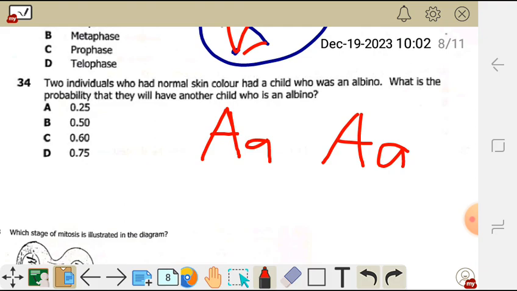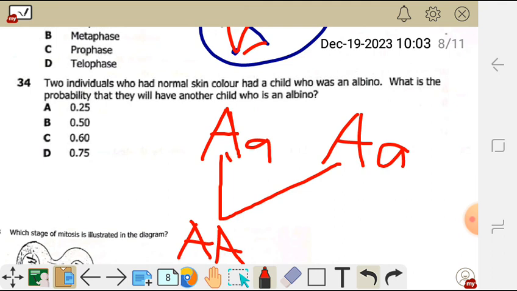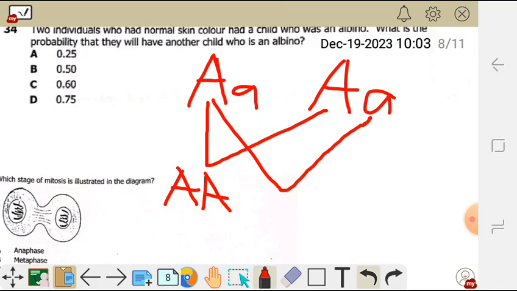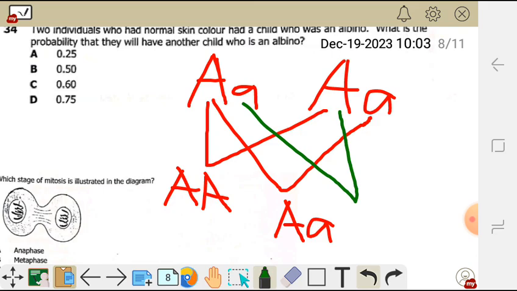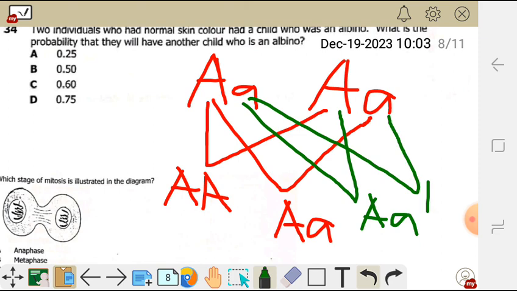Okay, so what will happen is that this gene, if it combines with that one, we are going to have a normal child who is going to be born, and then this one with this one, we are going to have another carrier child here. Then if we have this one going with that one, we are going to have a carrier child. Then the same one, if it goes with that one, we are going to have another, an albino child. Okay, so we have aa.